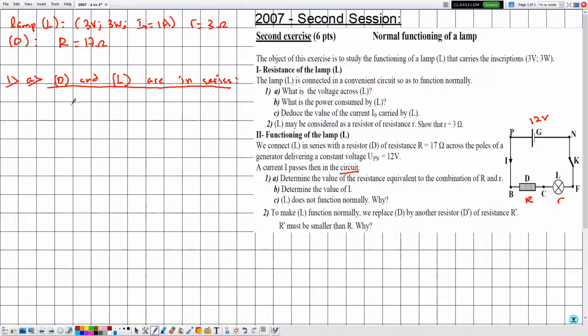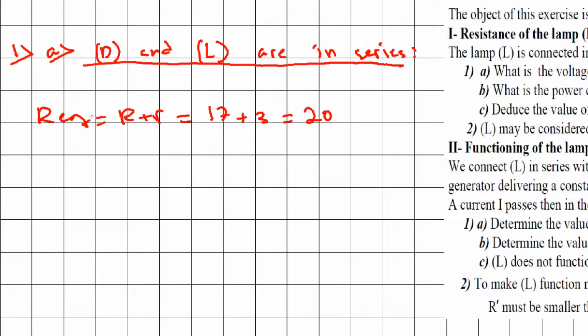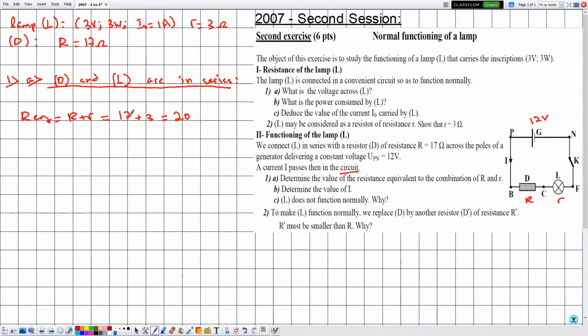Then the equivalent resistance in this case is given by R equivalent, which is equal to R plus r. Now the value of R is given by 17 and the value of small r is given by 3. This will give me 20. Since R and r both are in ohms, then the value of R equivalent will be in ohms. Then R equivalent is equal to 20 ohms.